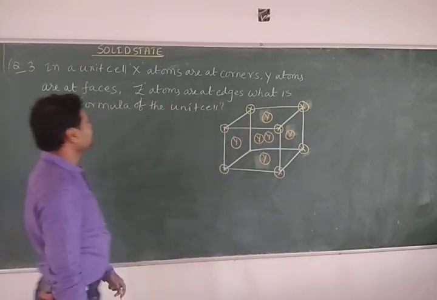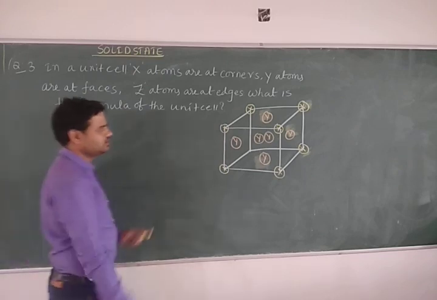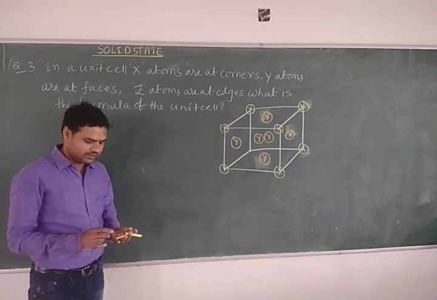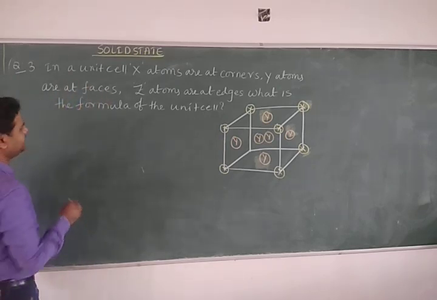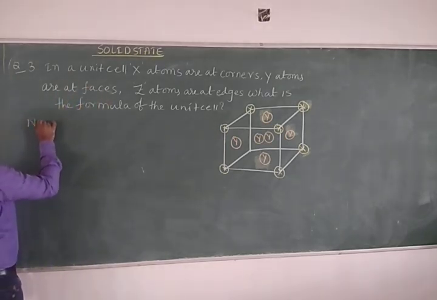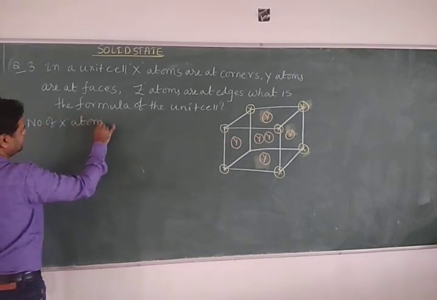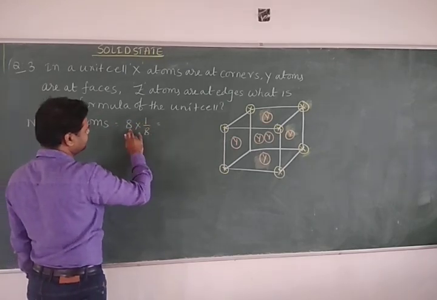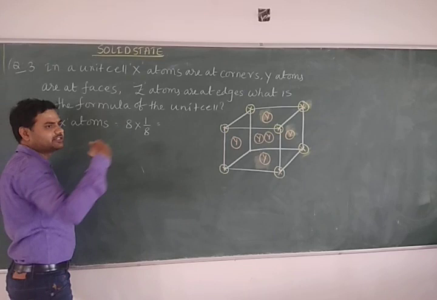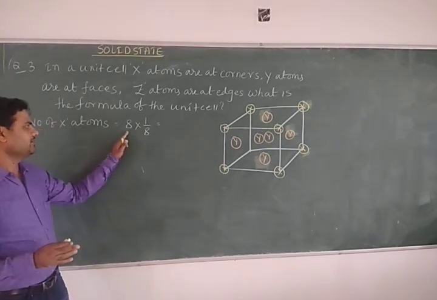And the remaining Z atoms are at what? Edges. So edges we can show, otherwise you can write your contribution directly. First, what I am doing here is calculating the number of X atoms. So the total number of X atoms is 8 into 1 by 8. You know that the total number of corners is 8. Here there is no missing, so the total number of atoms is 8.